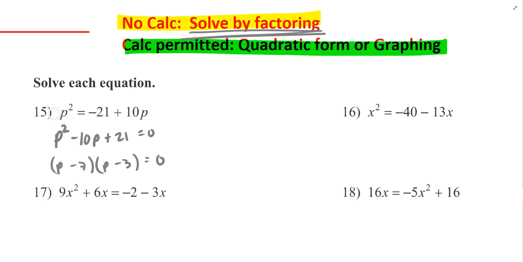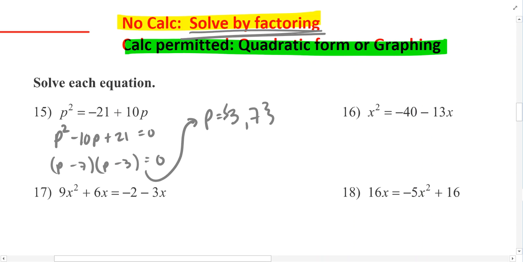So for example, on number 15, if this was no calculator, I would expect you to move all terms to one side of the equation like we normally would, then factor, and with those factors, identify your solutions. In this case, P equals 3 and 7. So again, you can do that without a calculator.